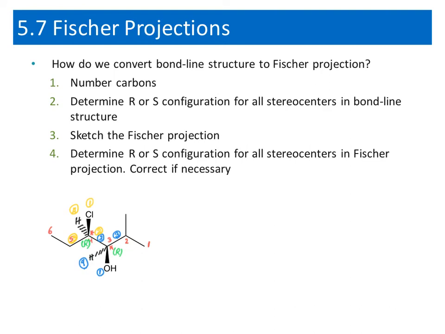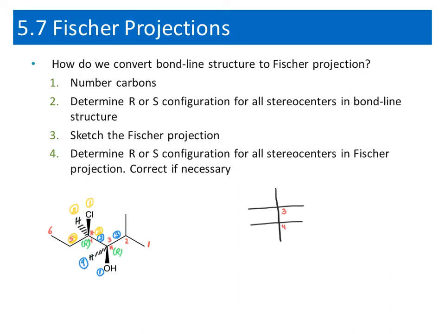Then the next step is to sketch the Fischer projection. So the rule here is the number of horizontal lines that you draw should match the number of chirality centers that you have. So I have 2 chirality centers here and I'm going to draw 2 horizontal lines. Then I have 1 vertical line that is passing through them. So let's number the carbons here. This junction shows carbon 3. This is my first chirality center. And then this is carbon number 4.